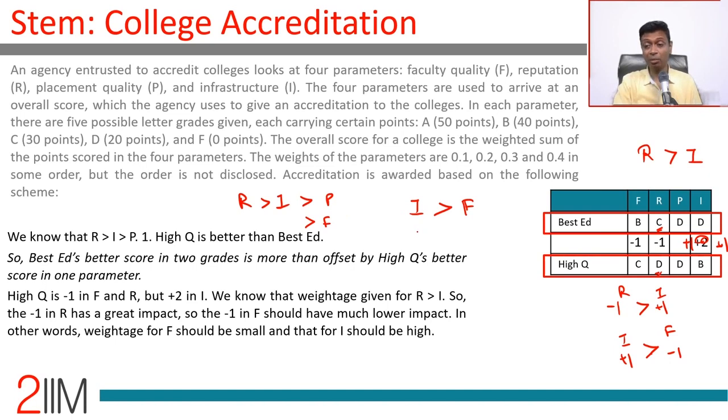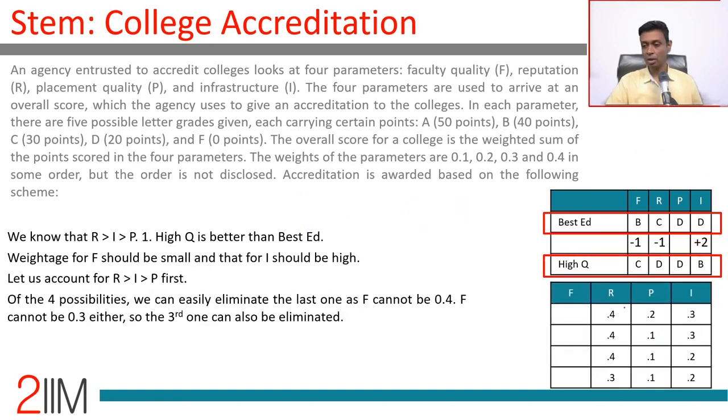So R has to be greater than I, P and F. Let's get very specific. R, P and I could be 0.4, 0.2, 0.3, or 0.4, 0.1, 0.3, or 0.4, 0.1, 0.2, or 0.3, 0.1, 0.2. This much we know. Fine. This is between R, P and I. We know that if R were 0.4 and I were 0.2, then what R gets and what I can offset, it doesn't work. I can offset only 0.2 and R gets 0.4. So this doesn't work. If R is 0.3 and I is 0.2, then F has to be 0.4.